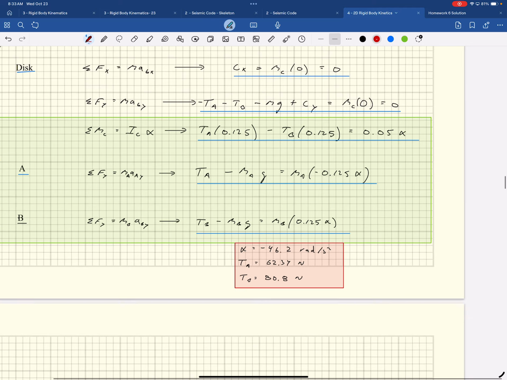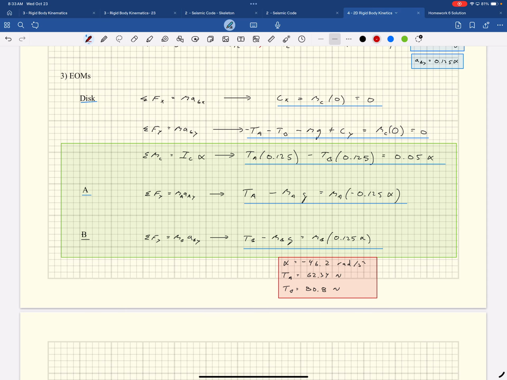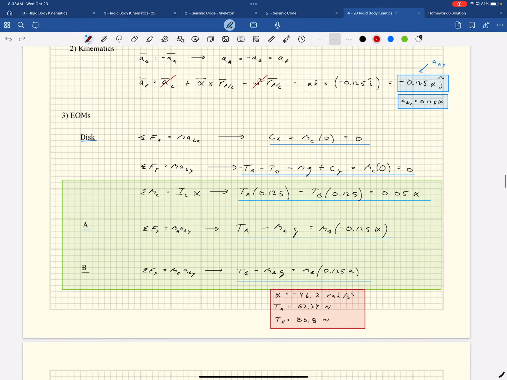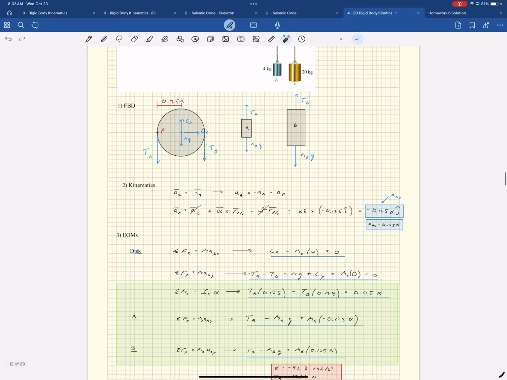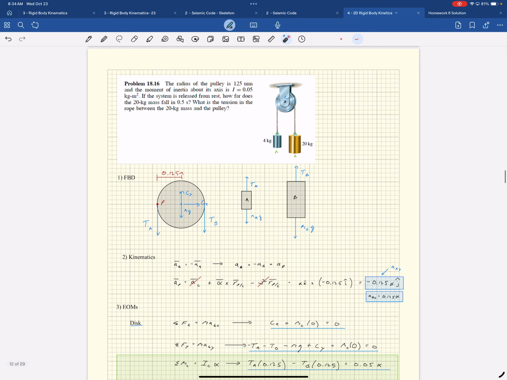So we just kind of real quickly look up and see if that makes sense. The alpha ends up being a negative. Does that make sense? It does, because at least my intuition would say that the 20 kilogram mass is gonna pull more than the 4 kilogram mass going up, and so it's gonna cause it to rotate that way, which gives us a negative alpha.